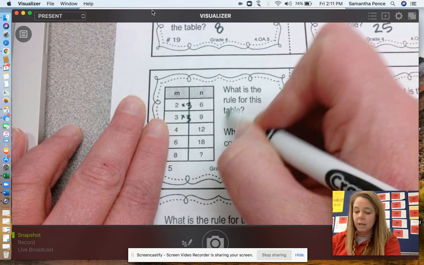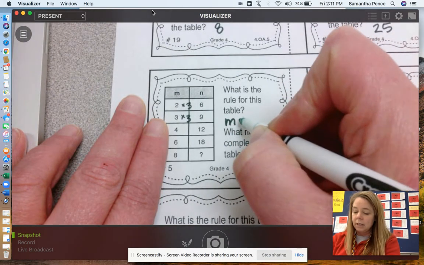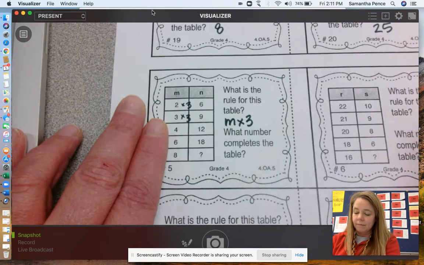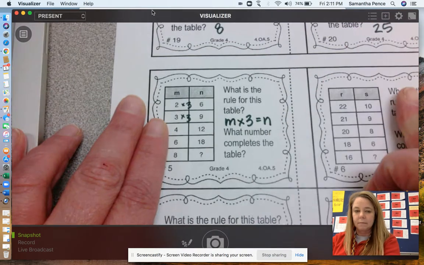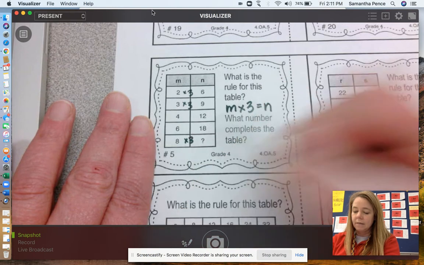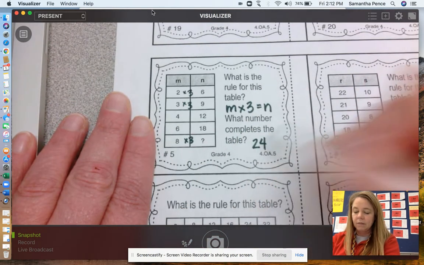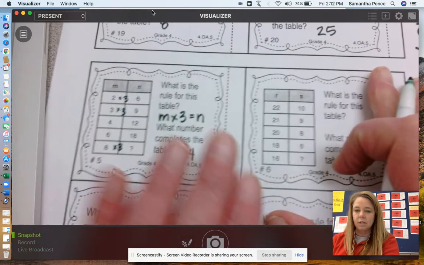So let's go ahead and write the equation. We're going to say M, and what's happening in the machine is we're multiplying by 3, and that's going to equal our output, N. So what number completes the table? Well, 8 times 3 is going to be 24. So 24 is going to finish that table.